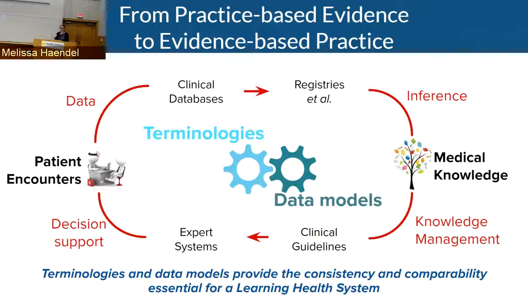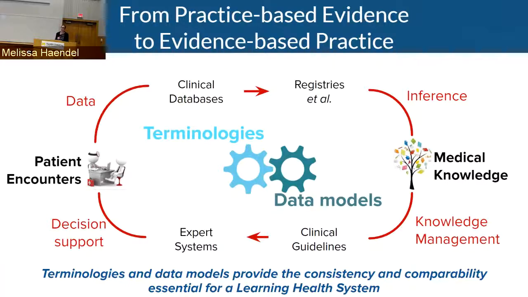So if we think about patient encounters, we generate a bunch of data. That data goes into clinical databases. Subsets of that information can go into registries. We have various kinds of inference that give us medical knowledge, that helps clinical decision makers develop clinical guidelines and manage that knowledge and feed that knowledge to clinicians as they're going about their work. And those clinical guidelines then feed into expert decision support systems within our EHRs and clinical settings, which then leads to better patient care and our patient encounters. And the terminologies and the data models really have to work together at all steps in this process.